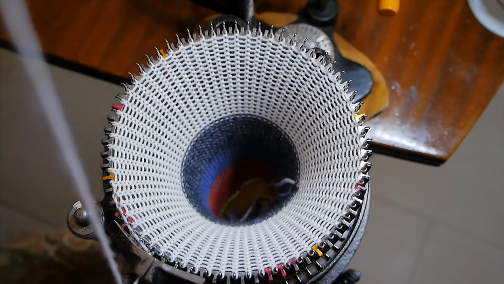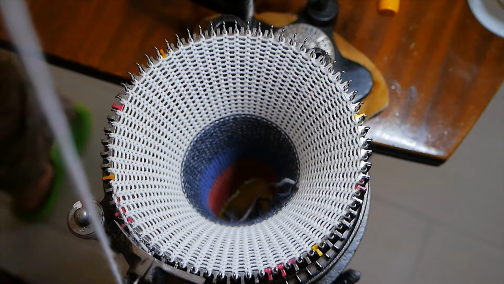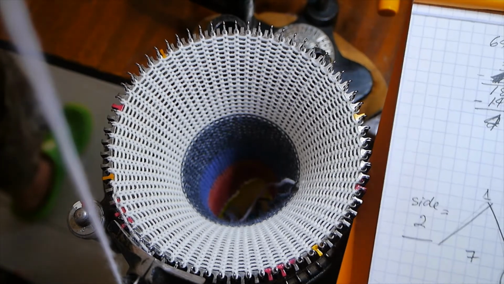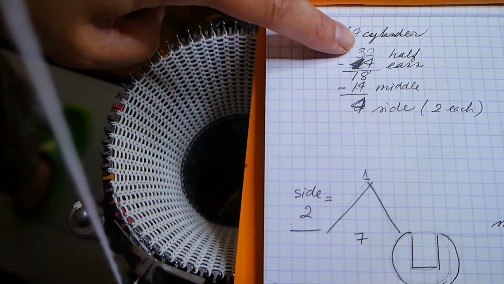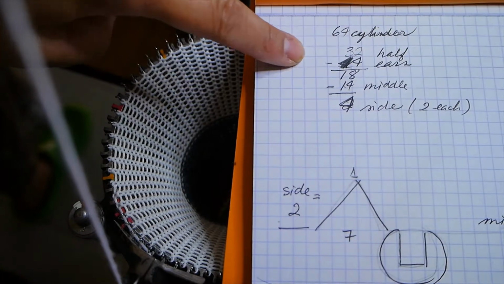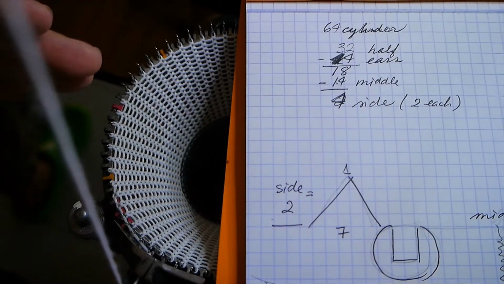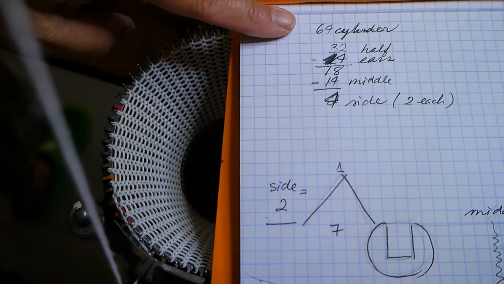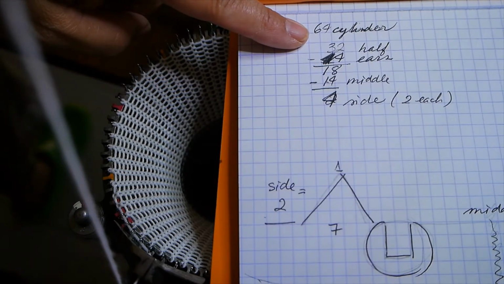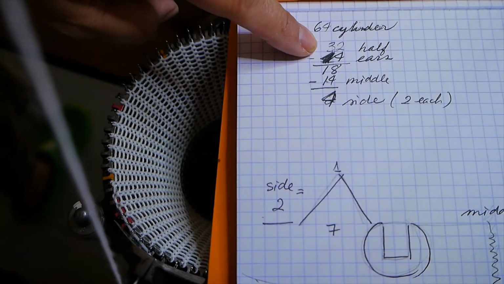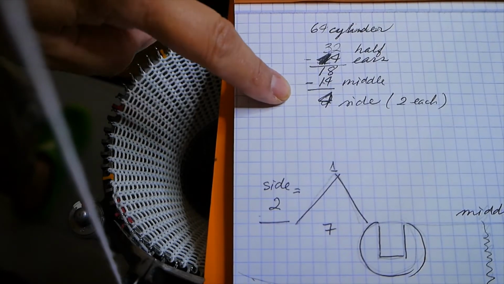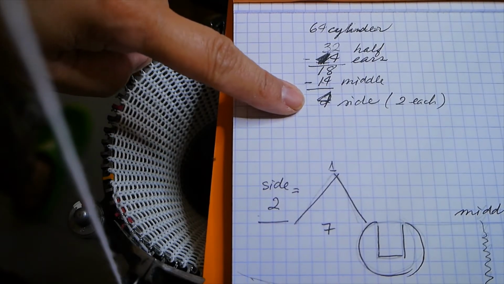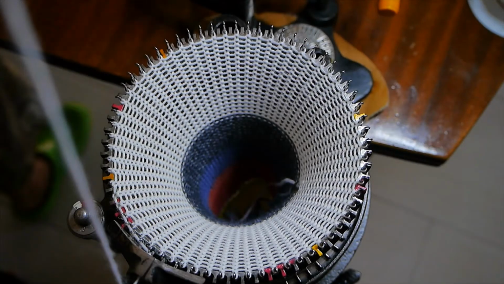So let's think about the numbers that we had. We wrote down for the 64 cylinder, I hope you can see. We're going to divide the cylinder into half. So the front half we don't work. The back half is where we knit the ears. And then we have 7 stitches on each side for the ears, 14 stitches in the middle, and 4 on the side.